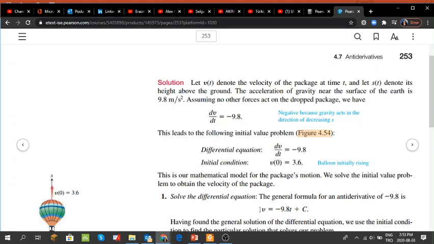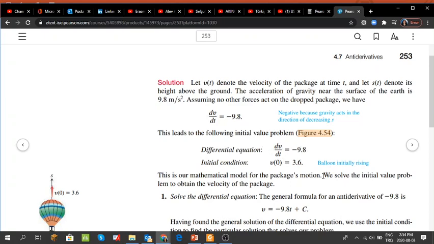All right. The first thing we are going to do is solve this differential equation. But how do we do that? We ask ourselves, what's the antiderivative of such a function? What's the antiderivative of dv/dt, which is v. It is negative 9.8 t plus c, because if you take the derivative of v with respect to t, you get negative 9.8 plus 0, right?